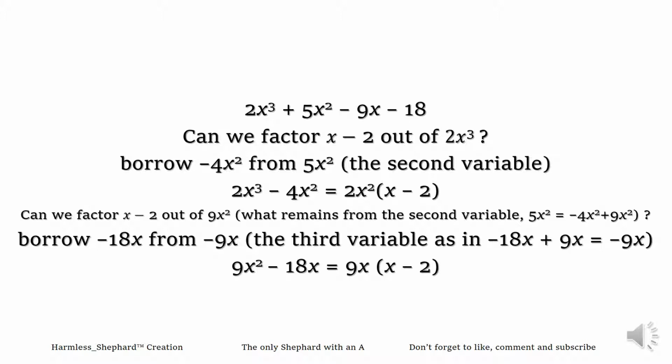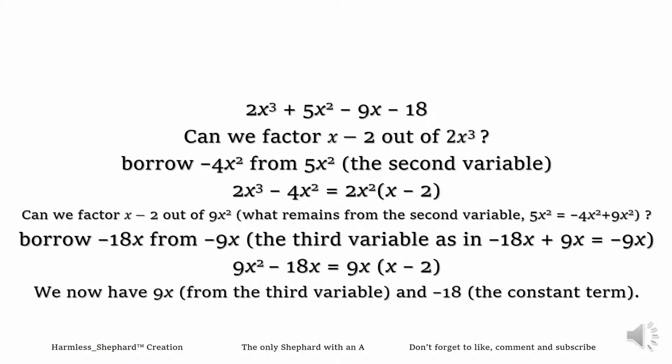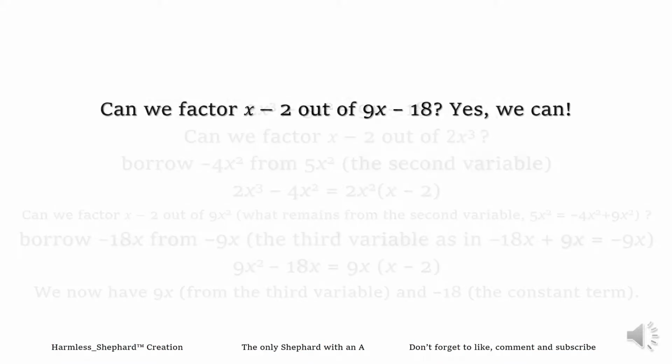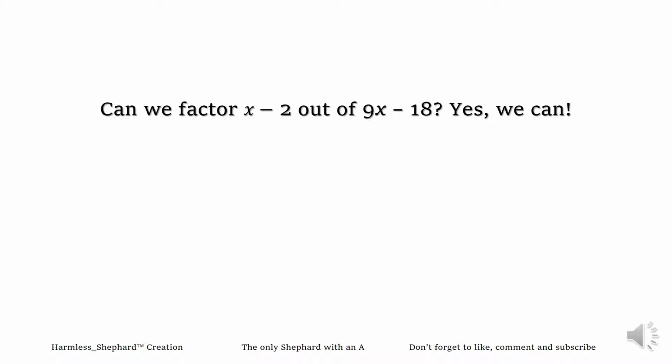as you can see in the right hand side. Yes, right hand side. You see the x minus 2 there. Now we are left with plus 9x that was remaining from the third variable, where we borrowed minus 18x. So we have plus 9x and minus 18. That's the constant term. Can we factor out x minus 2 out of what is remaining? That's 9x minus 18. Yes, we can.